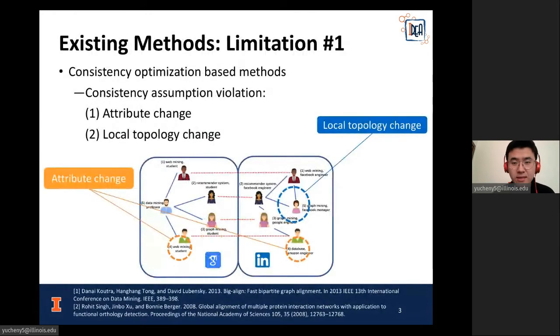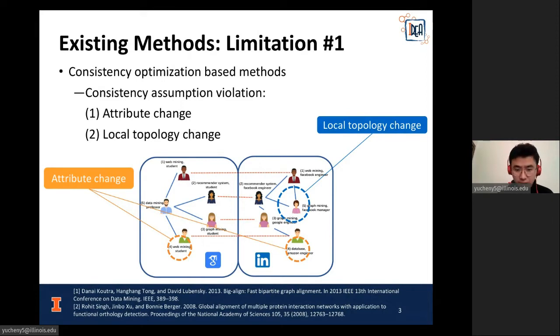Existing methods have some limitations. Existing methods are often divided into two main categories. The first is the consistency optimization-based methods. This kind of method relies on the consistency assumption. For example, if two nodes should be aligned together, they should have similar attributes or local topologies. However, this kind of assumption is easily violated.